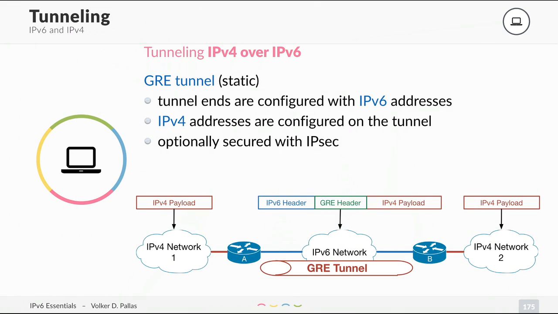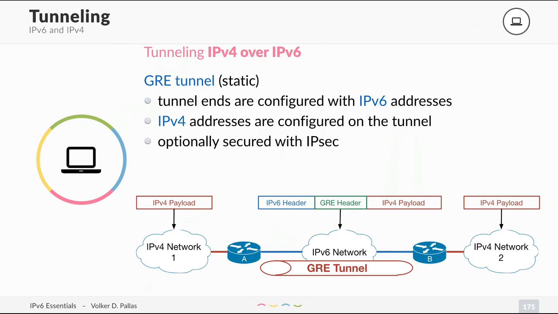If you want to tunnel IPv4 over IPv6, maybe in 5 years, if the internet is IPv6 only, you still have IPv4, then you can also use a GRE tunnel, which is still static, always has to be configured statically. In this case, the tunnel ends are IPv6, and on top of the tunnel, you have IPv4 addresses. And again, you can secure the whole thing with IPsec if you like. The GRE tunnel is really versatile. You can run multi-protocol on top of it.